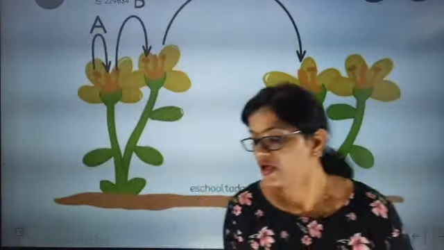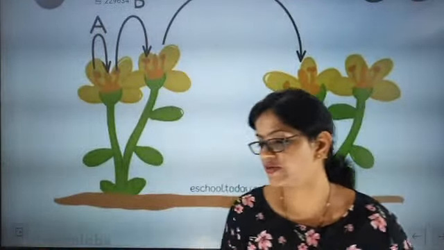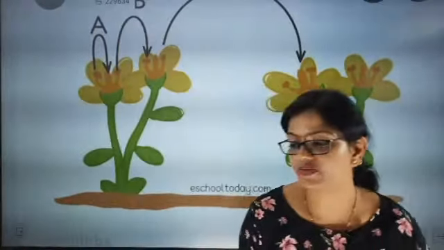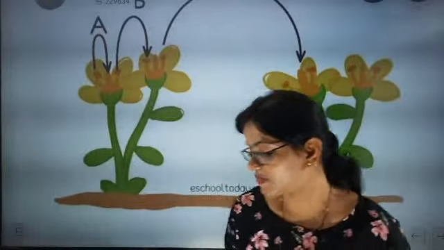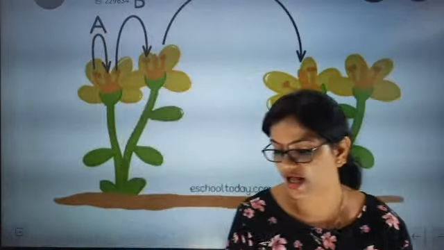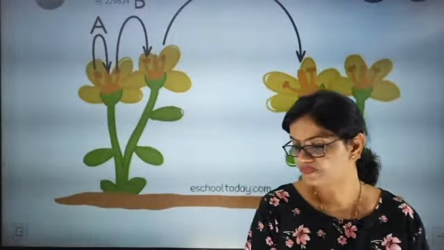Now, what is the difference between self-pollination and cross-pollination? Can anybody write the basic idea about self-pollination and cross-pollination, beta? Quickly give the difference. After that I am going to start the topic of double fertilization. Before that, just tell me the difference between self-pollination and cross-pollination.